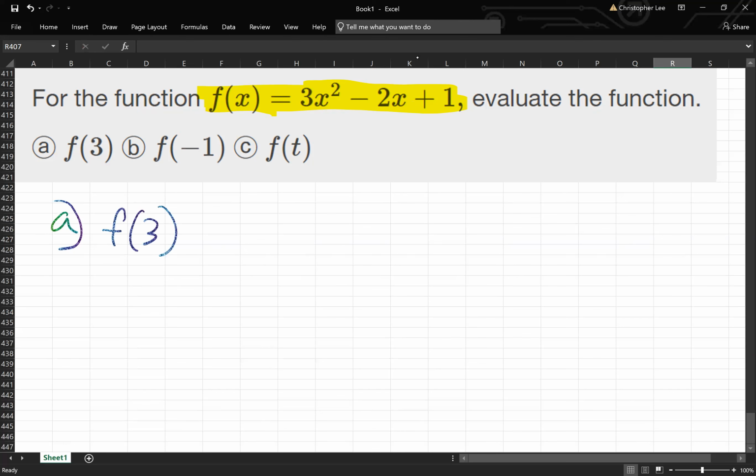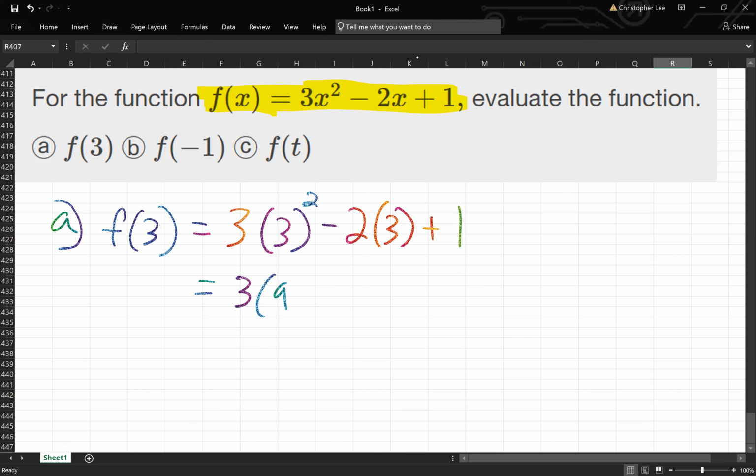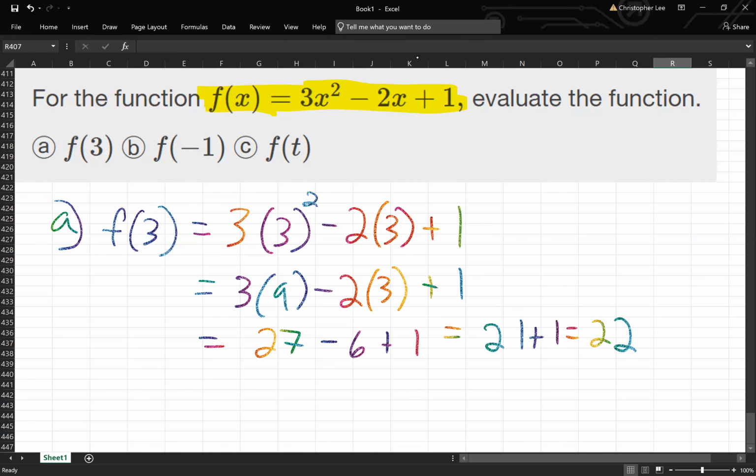So all I'm doing is taking the 3 and plugging it in where I got the x's. So I got 3 times 3 squared minus 2 times 3 plus 1. And then you just do the math on it. This becomes 3 times 9 minus 2 times 3 plus 1. This becomes 27 minus 6 plus 1, which is 21 plus 1. I think 22, right? Questions on that? Everybody got that? Okay, cool.